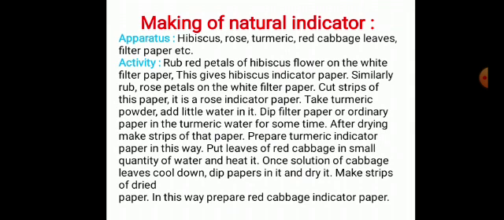You can collect red petals of hibiscus flower and you can rub these red petals on white filter paper. So this gives hibiscus indicator paper. Similarly, you can rub rose petals on the white filter paper and you will get rose indicator paper. Similarly, turmeric indicator paper can be prepared.